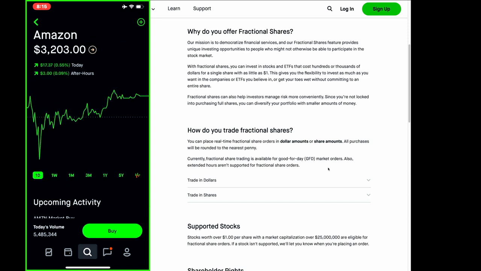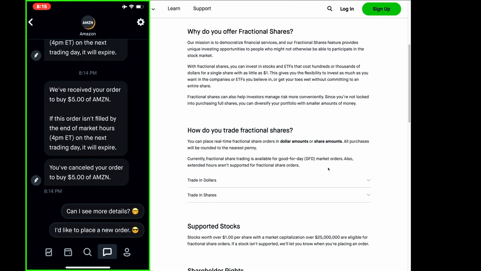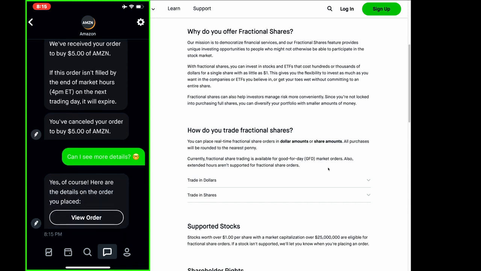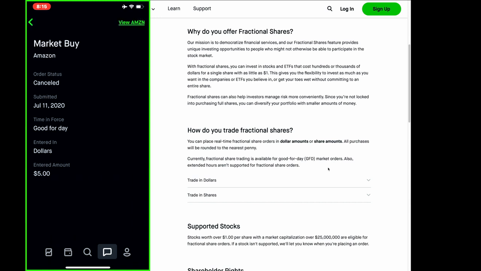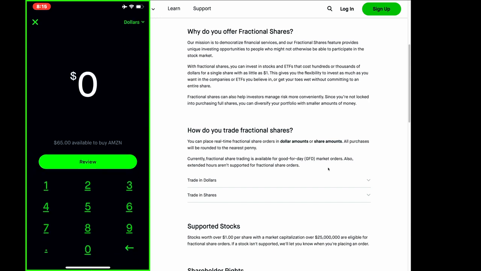And now you look at the bottom of your screen, you see this red dot on messages. You've got a message from that order and you read it and you see that your order for $5 to buy Amazon was canceled. And if you forgot that you did that, you can always click on this, take a look at the order, and it shows that it was canceled, good for day, time in force, entered for $5. You get the point.